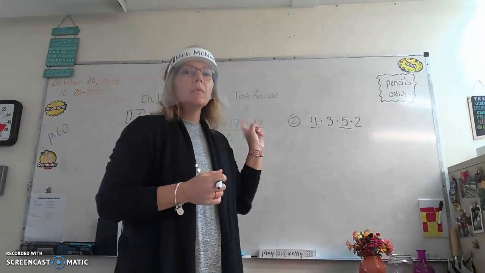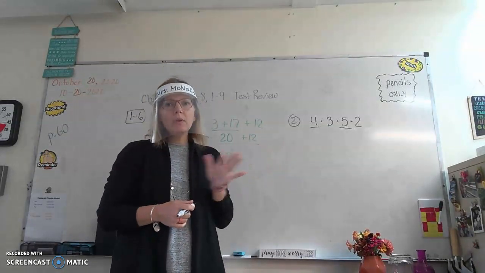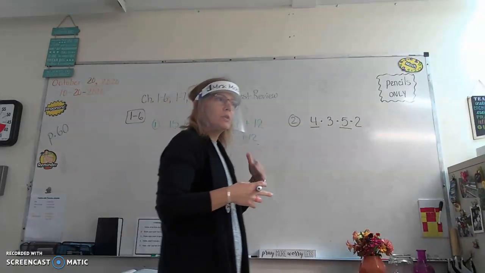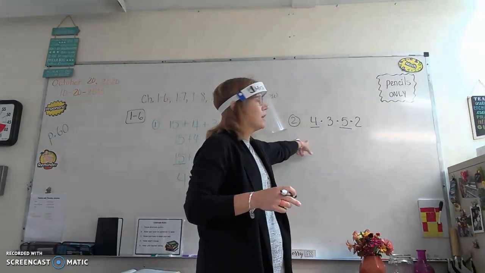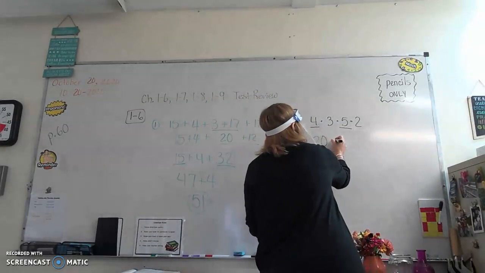Okay, so when we're multiplying, the same thing is true. We pick whatever two numbers we want to multiply first, and then we just keep going from there. So what is 4 times 5? 20. And then you're going to bring the rest down.